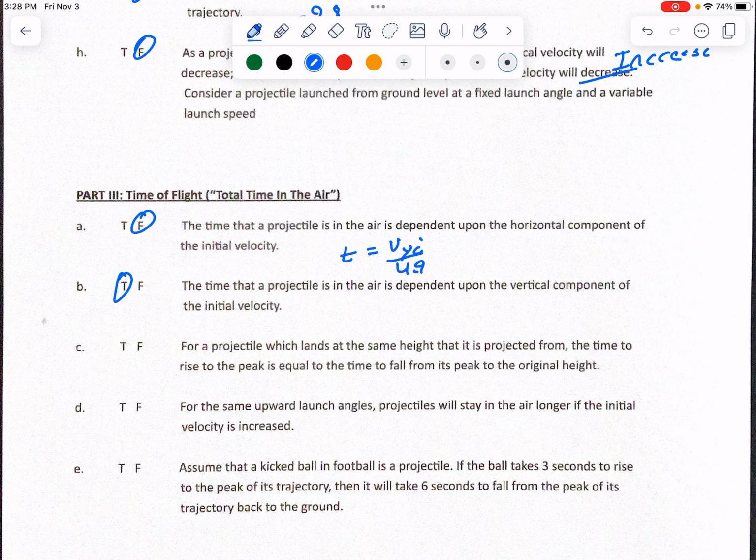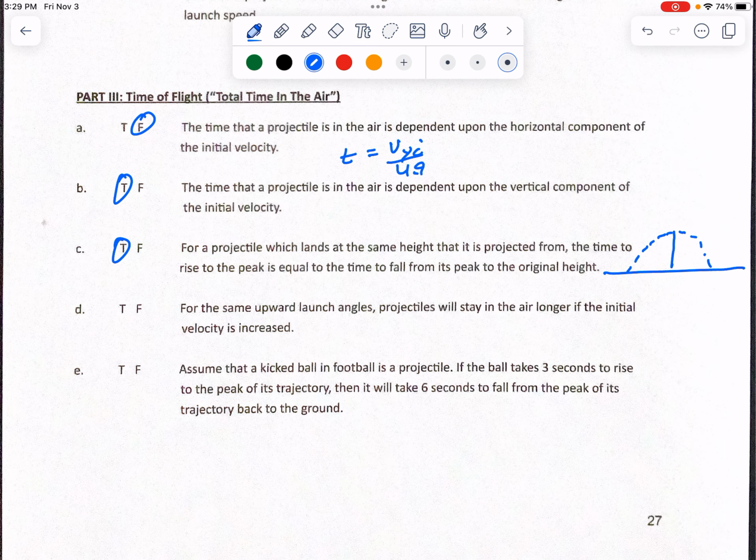For a projectile which lands at the same height that it is projected from, the time to rise to the peak is equal to the time to fall from the peak to its original height. All that means is if you launch it from a surface and then it comes back down, the time it takes to get to the top is equal to the time it takes to get back to the bottom, which is true. That's just half of your hang time.